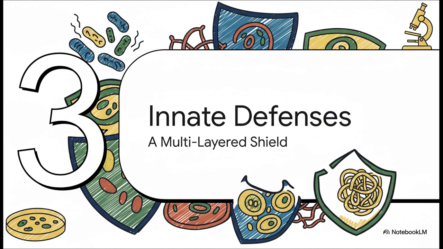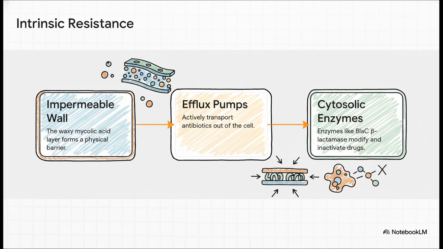So how does it do it? How does it manage to evade both our immune system and our drugs? Let's take a look at its multi-layered shield of intrinsic resistance. It's basically a three-pronged defense system. First, you've got that waxy wall acting as a physical barrier. If a drug somehow manages to get through that, you've got a whole squad of efflux pumps ready to actively kick it right back out. And if even that fails, there are enzymes inside the cell just waiting to neutralize the drug before it can do any damage.